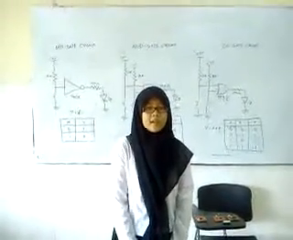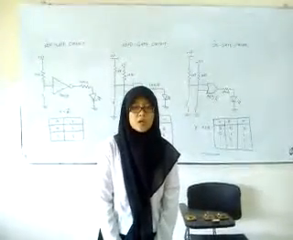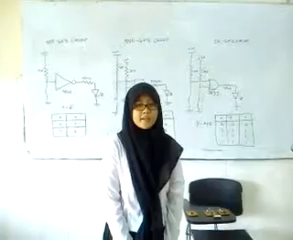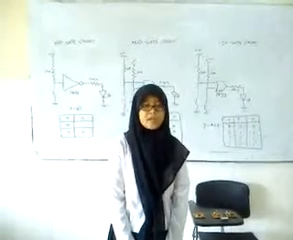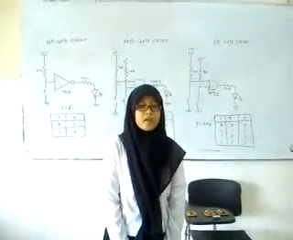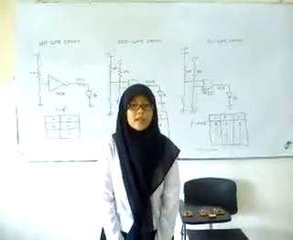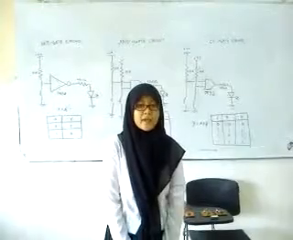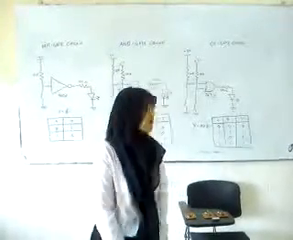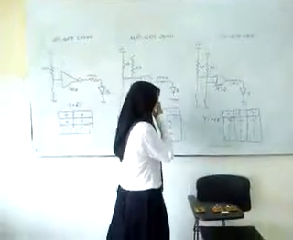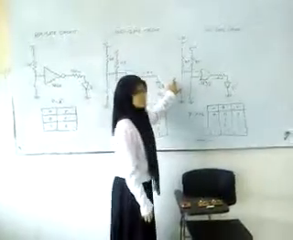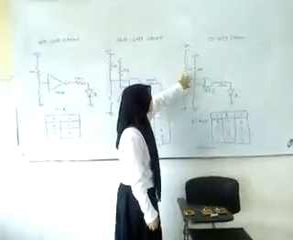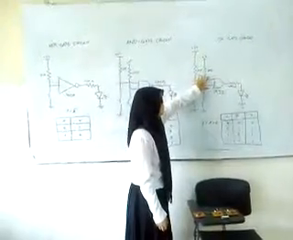If the first input is low and the second input is low, the output is low. If the first input is low and the second input is high, the output is high. If the first input is high and the second input is low, the output is high. And if the first input is high and the second input is high, the output is high.